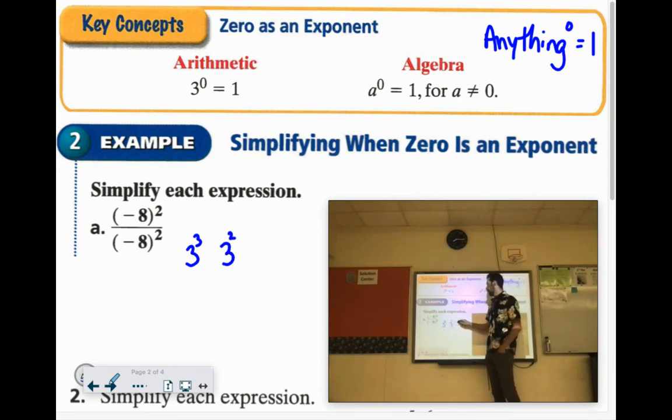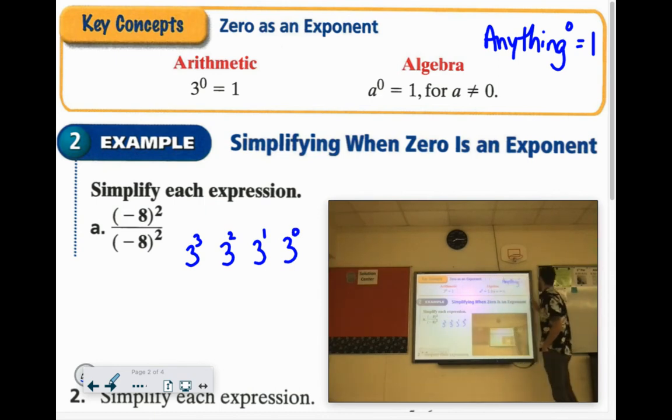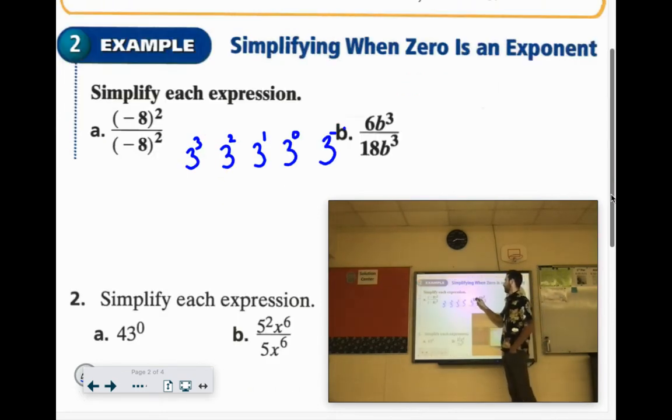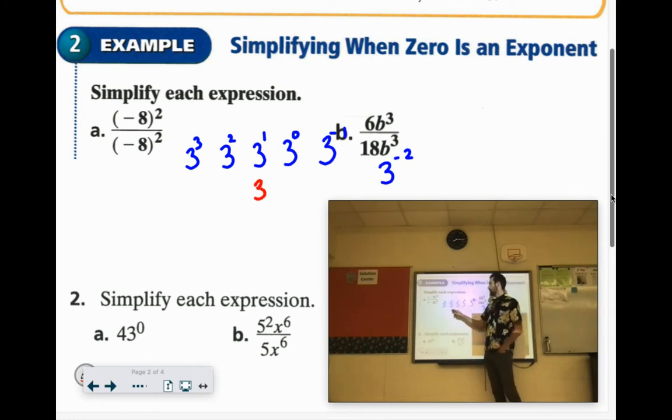3 to the 2nd, 3 to the 1st, 3 to the 0th. And let's actually keep going: 3 to the negative first, 3 to the negative second. So 3 to the first power is just 3. 3 to the second power is 9. 3 to the third power is 27.